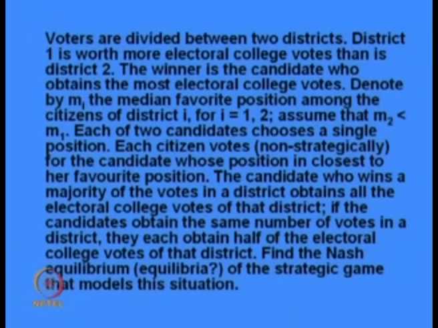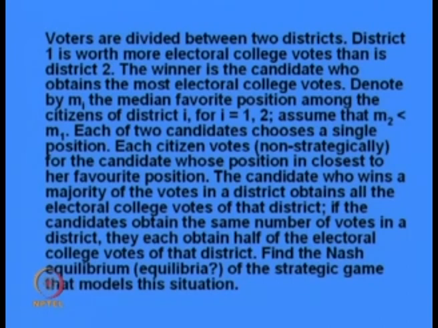The first variation is the following. Suppose that the voters are divided between two districts. District 1 is worth more electoral college votes than district 2. The winner is the candidate who obtains the most electoral college votes. So basically, the winner is decided not directly by the voters, but by how many electoral college votes the candidate gets. And there are two electoral colleges, 1 and 2. 1 has more electoral college votes than 2.